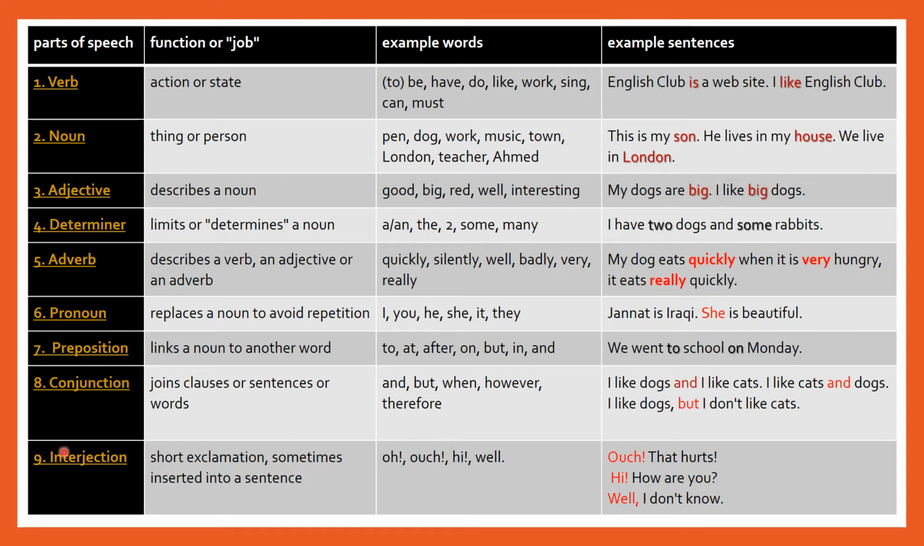The last part of speech is interjection. It is a short exclamation, sometimes inserted into a sentence. Example words of interjection are: oh, ouch, hi, well. Example sentences of interjection: ouch, that hurts. Hi, how are you? Well, I don't know.